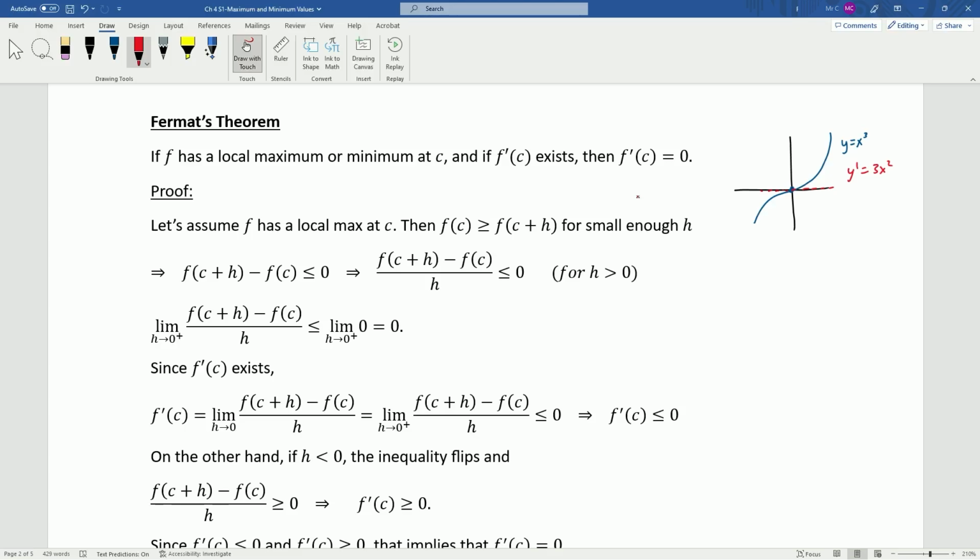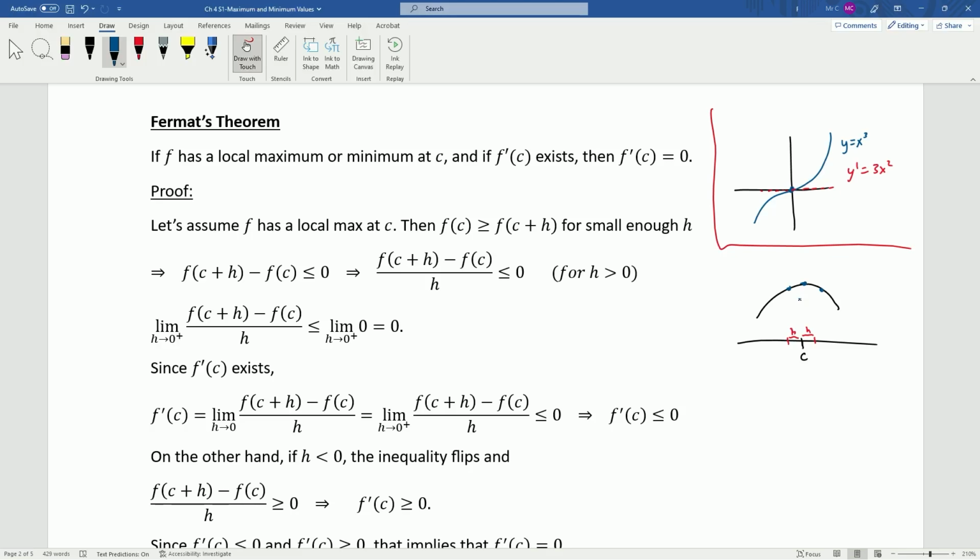Okay, so with that out of the way, let's tackle the proof. Let's assume that f has a local maximum at c. Then f of c would be greater than or equal to f of c plus h for small enough h. And all that's saying is that if I go a distance h in either direction, the y value on the curve there is still going to be smaller than f of c.